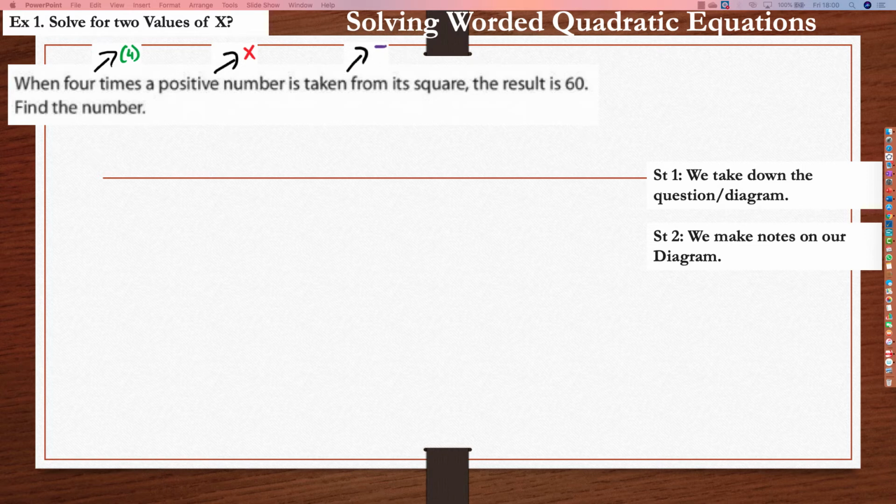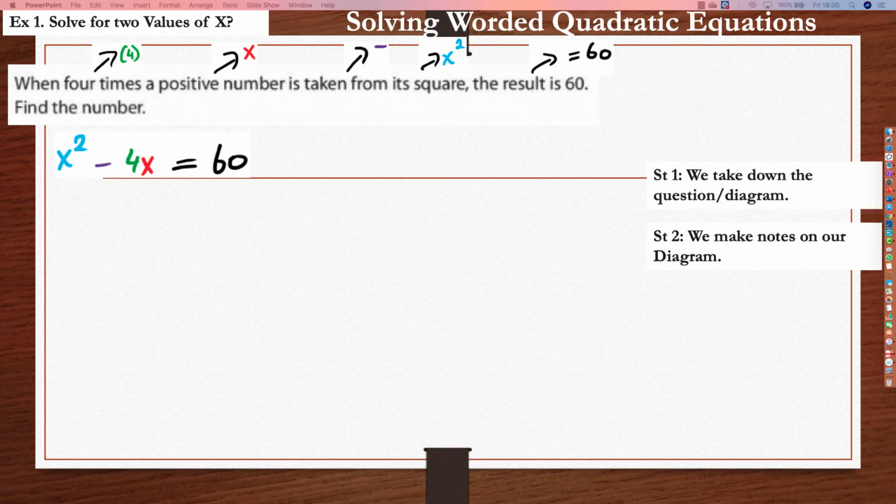Literally you're squaring a number. The result is, what does the result mean? Equals. The result equals 60. And we've now made our little notes. We've got to turn that into an equation. Anyone know what my equation is going to be now after making my little notes? X squared minus 4x is equal to 60. There's your quadratic equation.